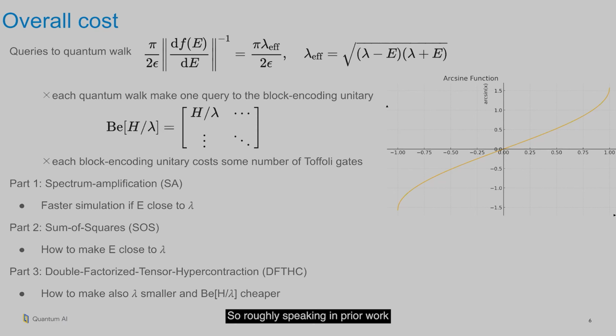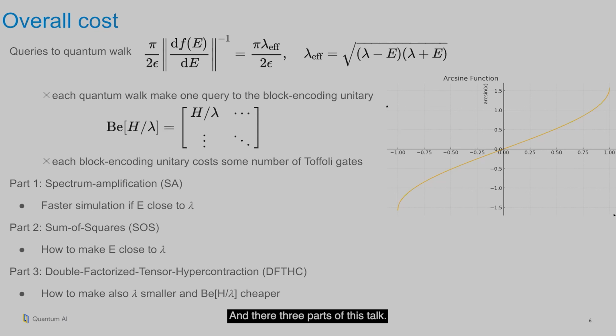Roughly speaking, in prior work, there wasn't really a way to tune E. More or less, in general cases, E would be around 0. And so lambda effective is just the square root of lambda squared. So it's linear scaling in this block encoding normalization. So overall cost is pi over 2 epsilon multiplied by the number of queries you need to make to this block encoding, which is 1 per quantum walk. And then multiplied by the number of quantum gates you need to implement this block encoding unitary. I'll talk a bit more about how you make this later.